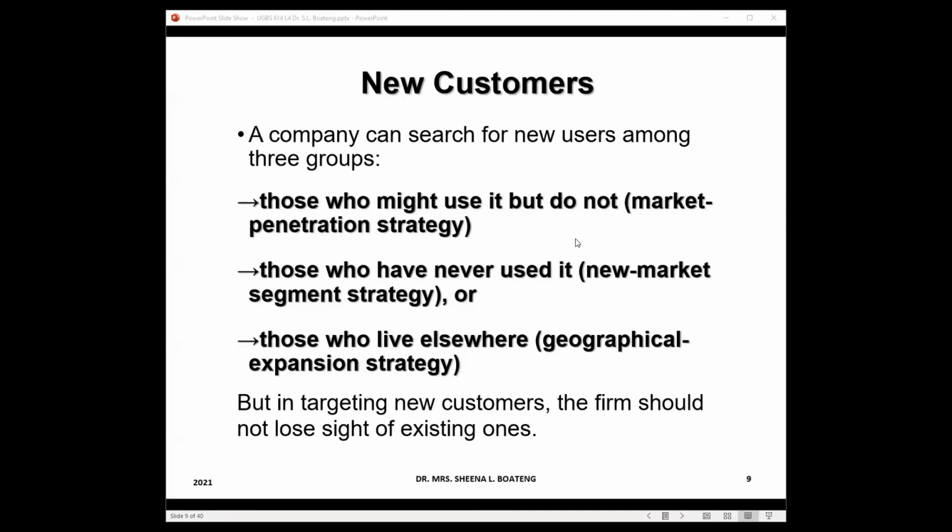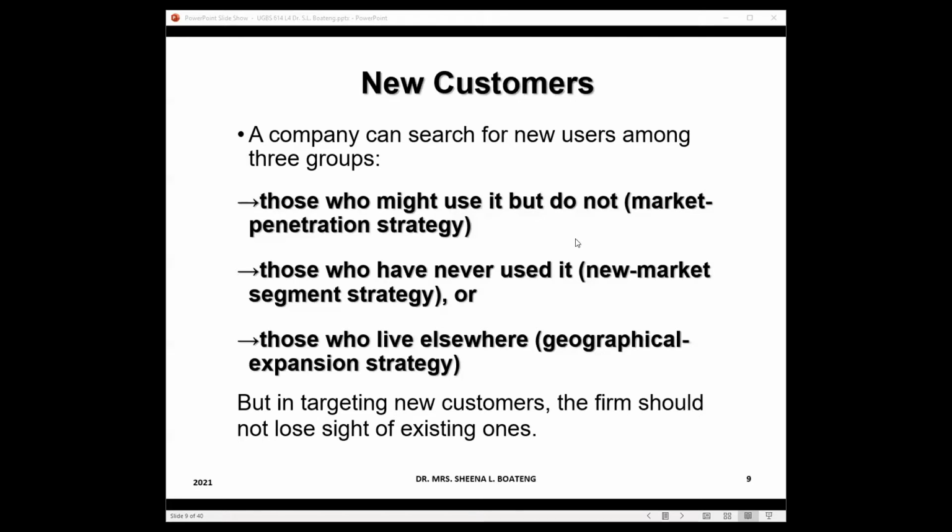And to be able to get to this group, the firm has to engage in what we refer to as a market penetration strategy, which we discussed a bit of in our previous session when we were discussing the Ansoff expansion matrix. The second group we can talk about here, when it comes to the company acquiring new customers, is those customers who have never used the product before.